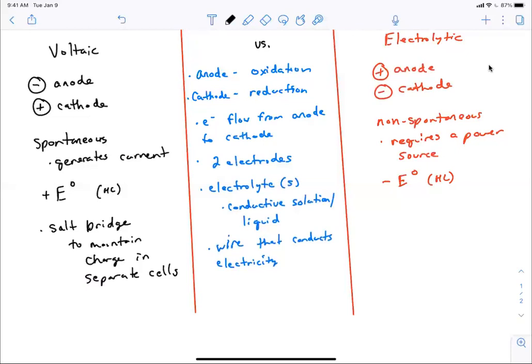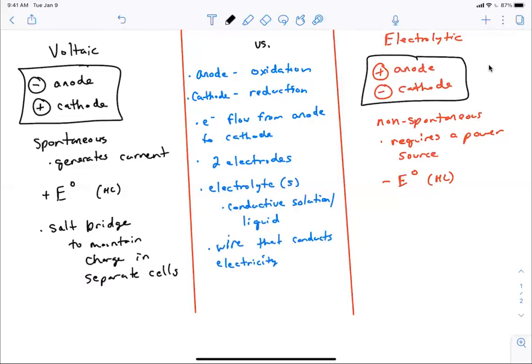Now, if they ask you about the charge of the electrodes, then in a voltaic cell, the negative electrode would be oxidation, and the positive electrode for electrolytic would be oxidation. So that little detail here is really the next stage of thinking and application of these ideas. So really be cognizant of that. Okay. Questions about that?